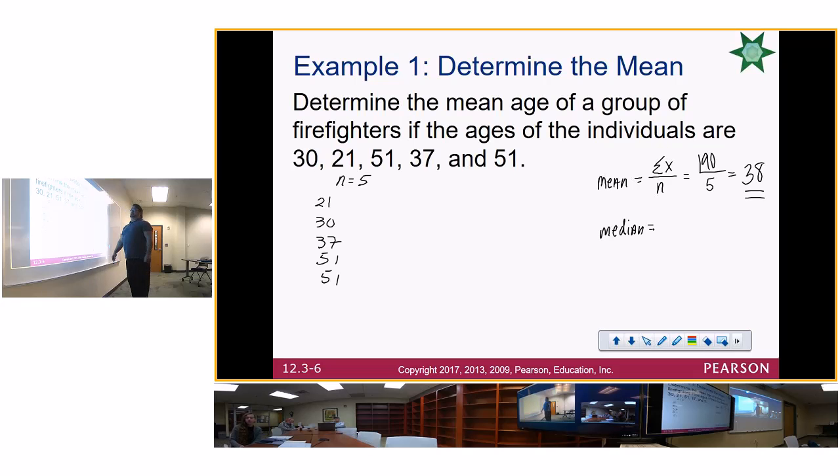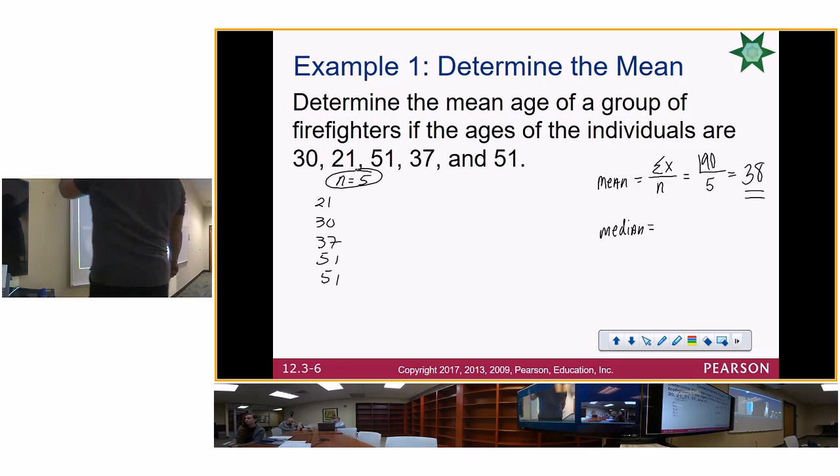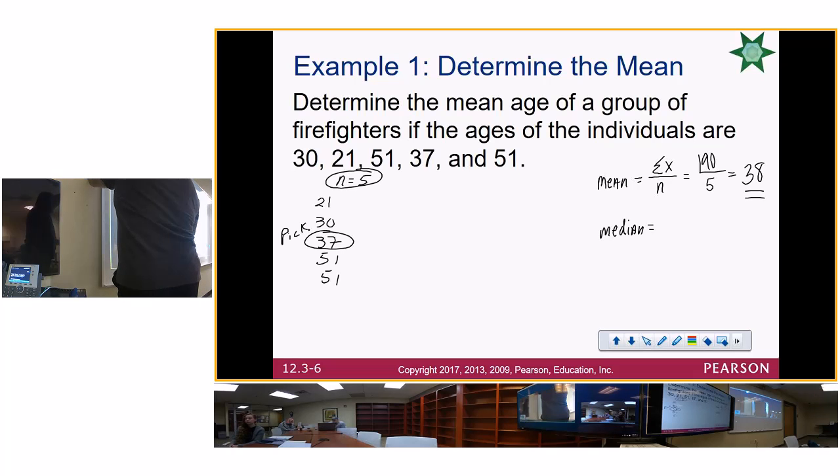Median: how many numbers do we have? Is it odd or is it even? Odd. It's odd, so all you have to do is just pick the middle term. And the median is 37.